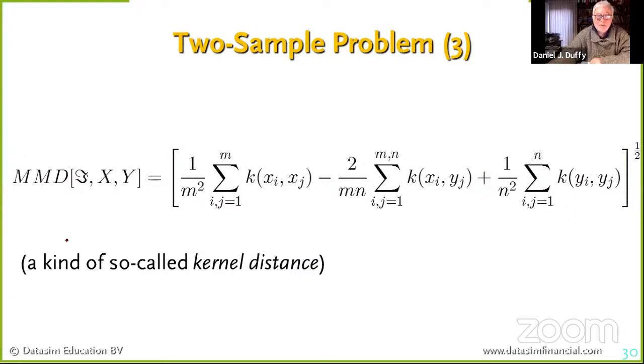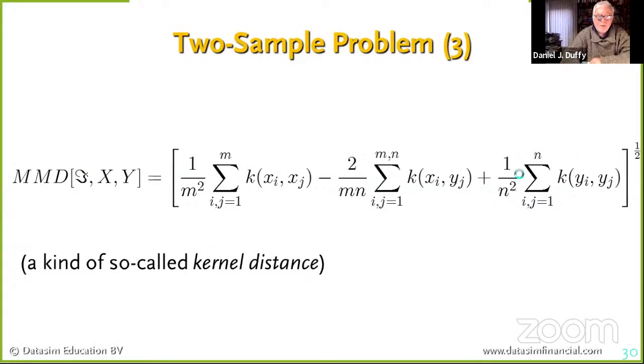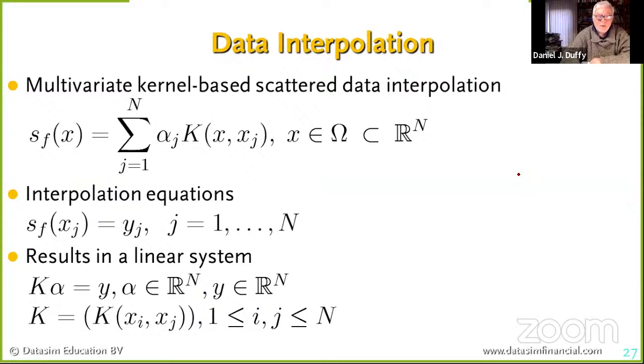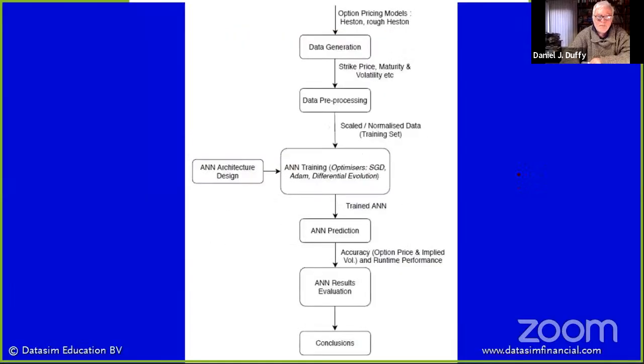So this is like a pattern itself. The sum of the kernels here, minus twice the sum of the cross kernels, plus the second kernel. So I need to carry on. It's all documented by, what's his name, Gretton, he's in there somewhere. If you look up Gretton, he's doing quite a lot of work.